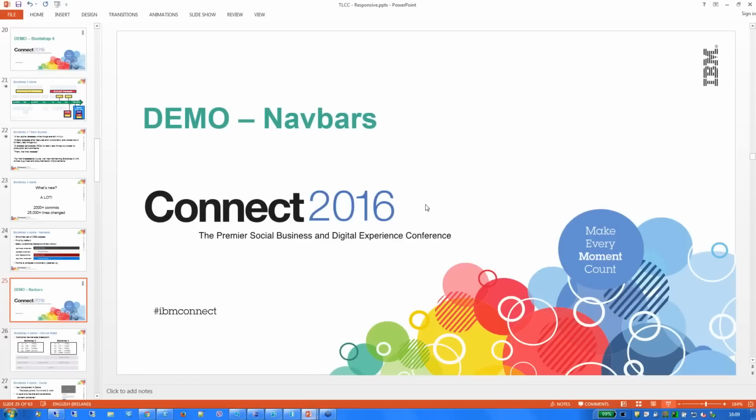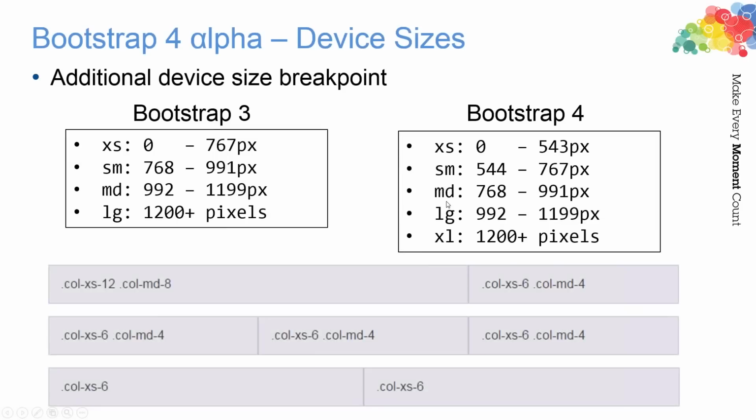Okay, so next up, I want to talk about the range of device sizes defined by Bootstrap. So in Bootstrap 3, there were 4 different device sizes, from extra small, small, medium, and large, with the pixel ranges you can see on the left there. In Bootstrap 4, they've actually added a 5th one called extra large, which is actually taking over what used to be the large device size, and they've changed extra small to have a breakpoint of 0 to 543 pixels, and small has been changed to what you see on screen there.